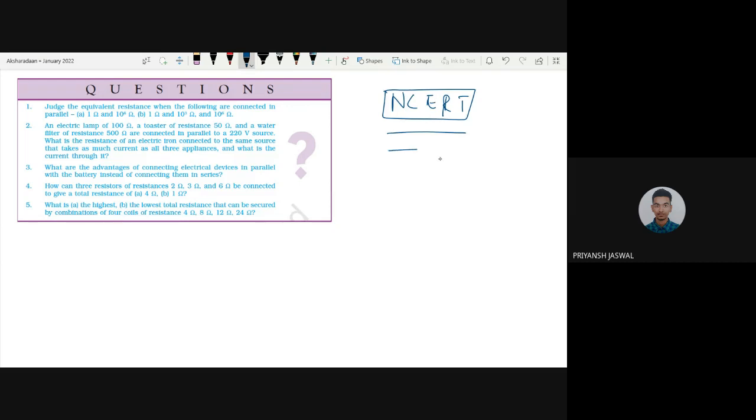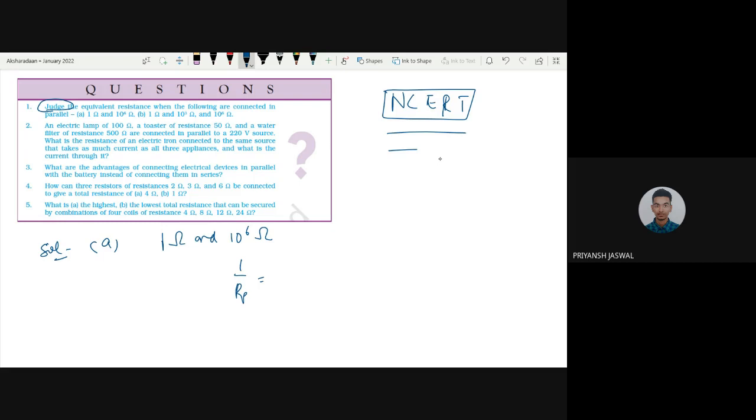Question 1 is, judge the equivalent resistance when the following are connected in parallel. Solution on A part, 1 ohm and 10 to power 6 ohm. So they haven't asked us to calculate, but to judge. So how would we judge is that, let me show you quickly.